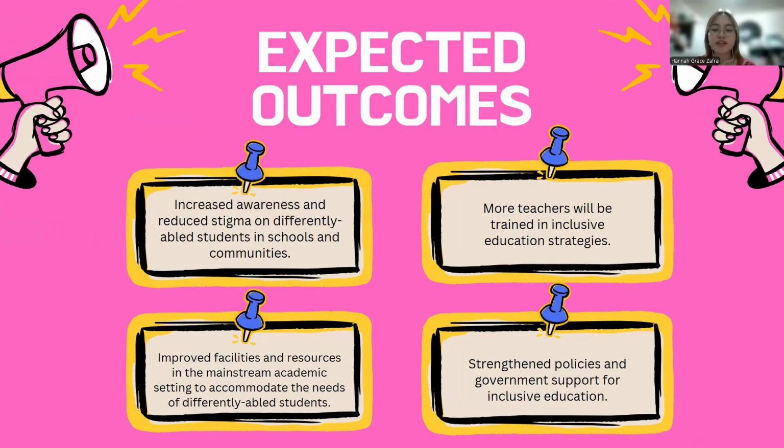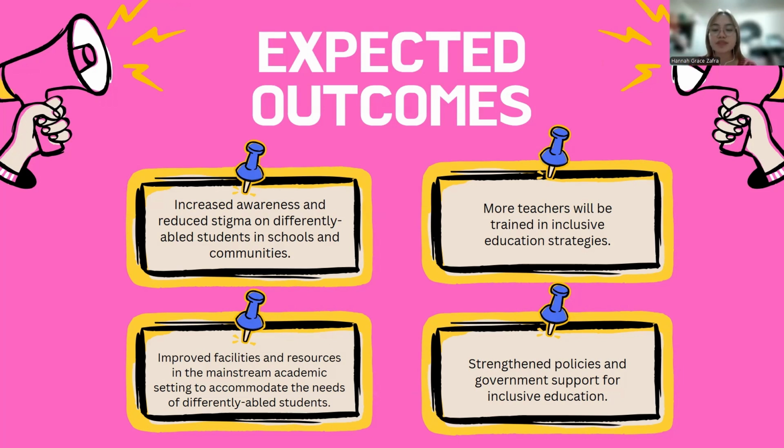Okay, the last part of this section is the expected outcomes of the plan. We listed 4 outcomes. First, there will be a greater awareness and acceptance. It is expected that schools and communities will be more informed and supportive of differently able students, which will reduce stigma and promote inclusion. Second, more teachers will be equipped with practical strategies to effectively teach in inclusive classrooms.